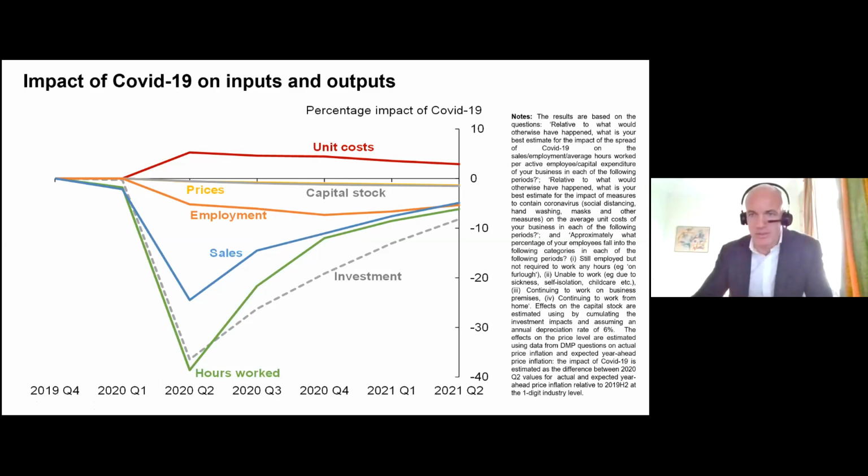This question on unit costs is going to be doing a lot of the work, where we ask firms essentially what's going to be the impact of COVID on their costs. Let me see if I can find the exact. Yeah, this is the question. Relative to what would otherwise have happened, what is your best estimate for the impact of measures to contain coronavirus on the average unit costs of your business in each of the following periods? And you can see here that this unit cost measure is going to rise, and we interpret this as having to put more people on the door of a shop, or having to provide PPE like perspex screens and hand washing facilities, and all of these things that will come out of value added and therefore tend to reduce productivity.